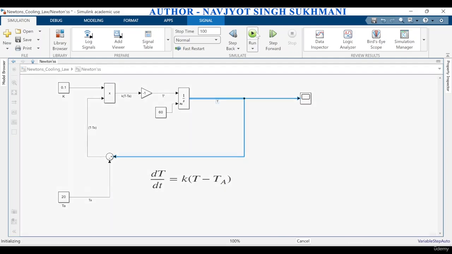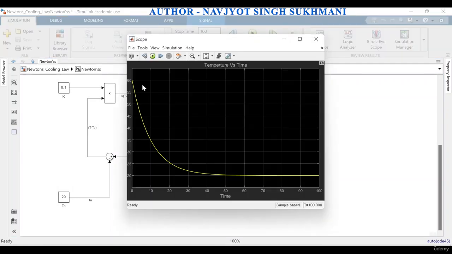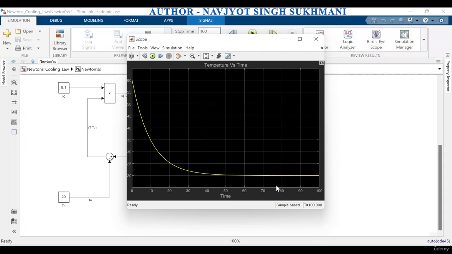I'll simulate. Now we can see the graph output. You can see from 60 it is coming down and settling at the end. This is a graph of temperature versus time.